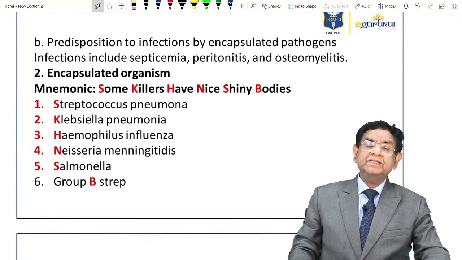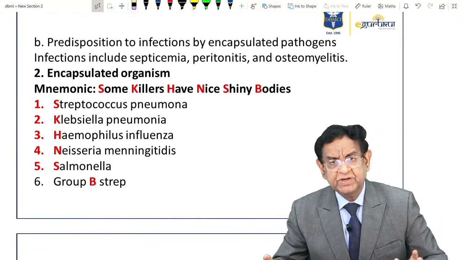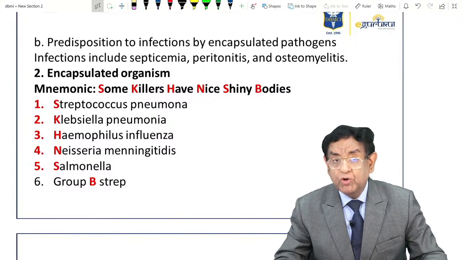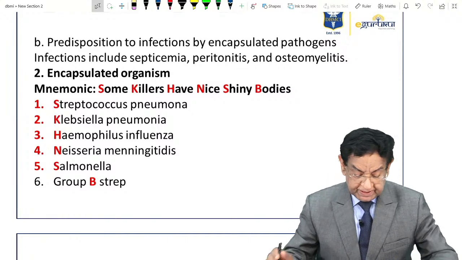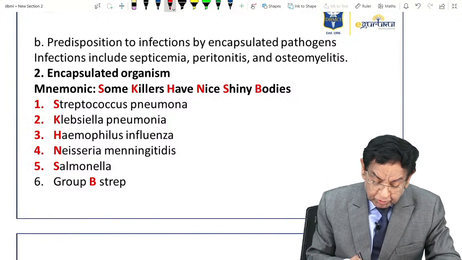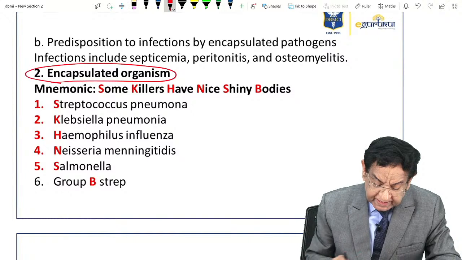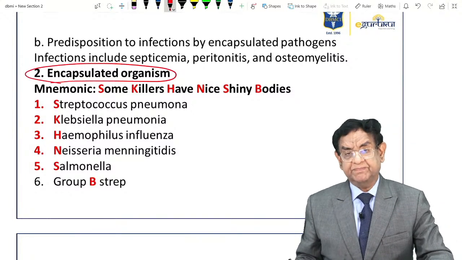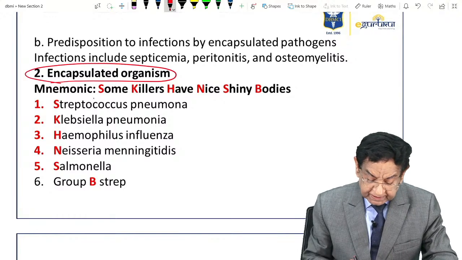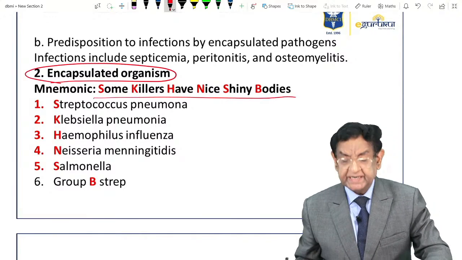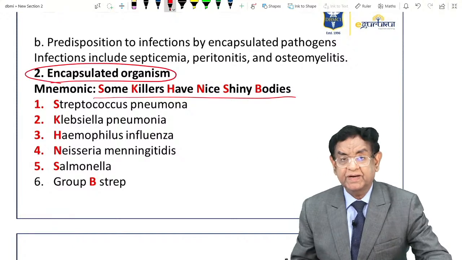But if it is a good solution, why not go for removing the spleen? No. Splenectomy itself invites many problems. Patients are prone to infection by encapsulated organisms. And the mnemonic to remember is "Some Killers Have Nice Shiny Bodies", the SKHNSB mnemonic.